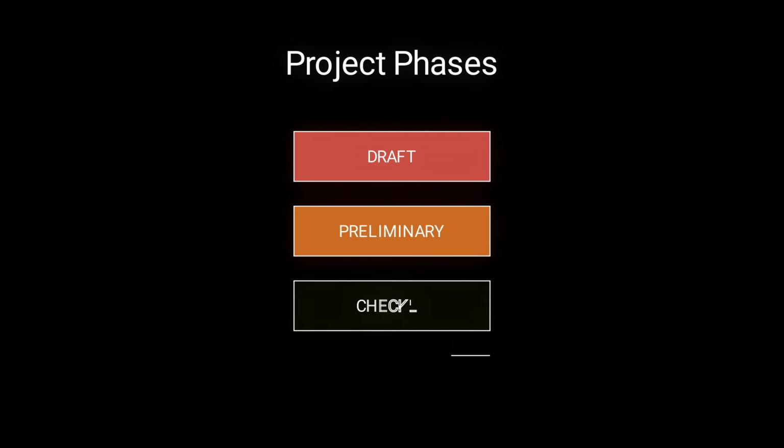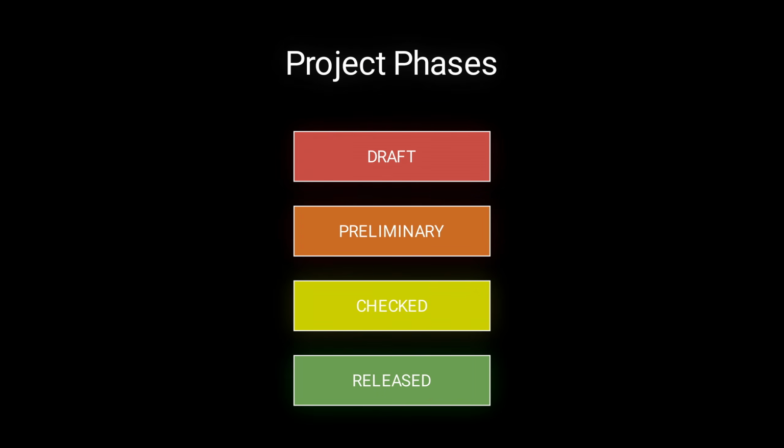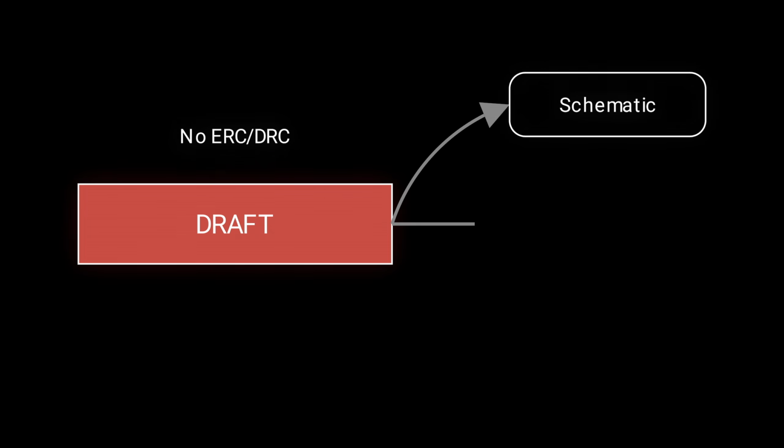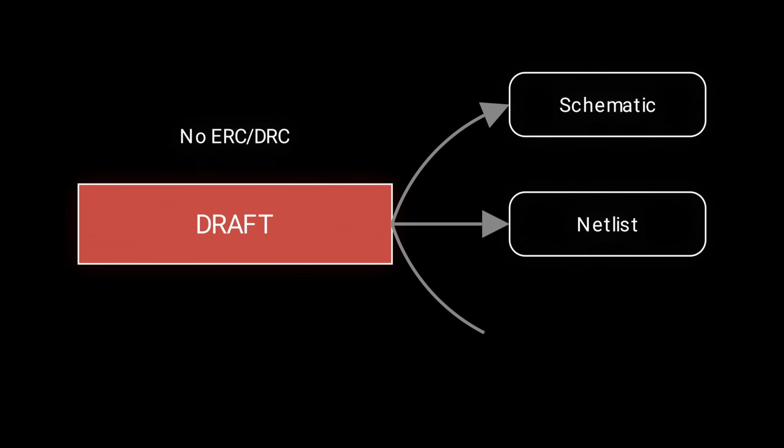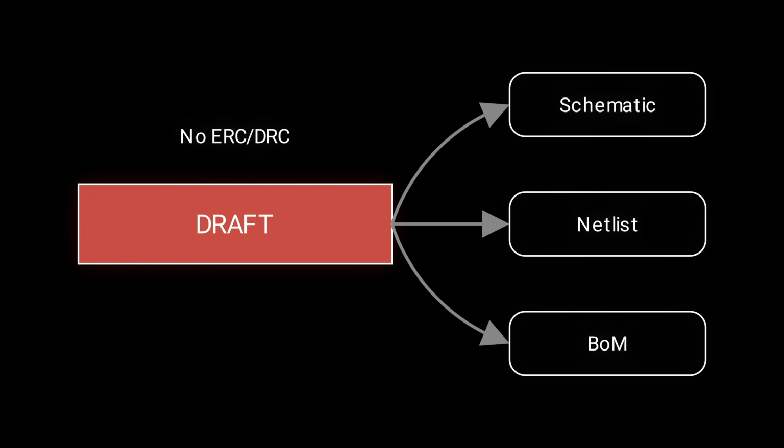The workflow is structured around 4 main project phases, which I will also sometimes refer to as variants. Each phase generates different sets of files depending on the project's progress, so here's how it works. The first phase corresponds to the earliest stages of the project when we are still working on the schematic capture and not yet on the PCB. So we will call this phase the draft phase. For the outputs, we'll generate the schematic PDFs, the netlist, as well as the bill of materials.